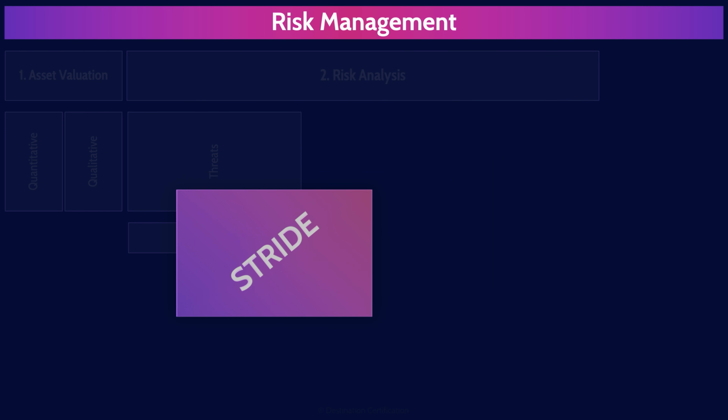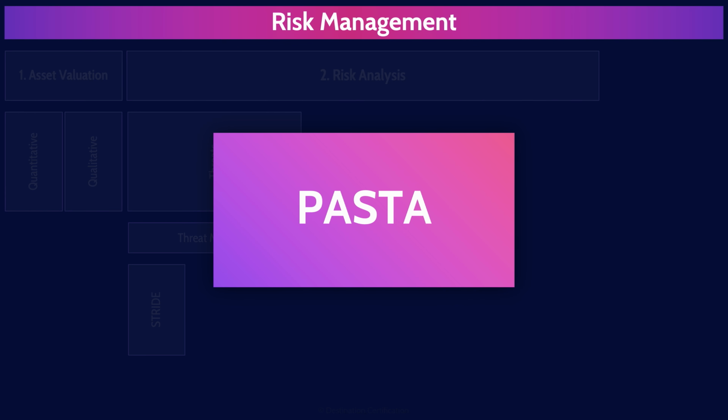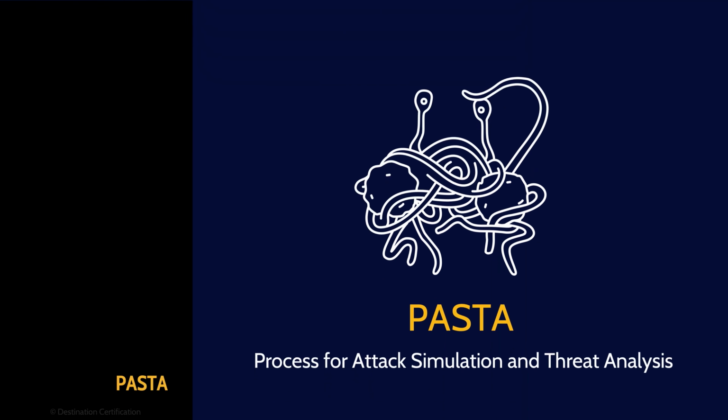PASTA, the process for attack simulation and threat analysis, is the super time-consuming but very in-depth methodology for threat modeling. Essentially, it's a 7-step risk-centric methodology. PASTA provides way more useful results, and it takes into account the business value of assets, compliance issues, and provides a strategic threat analysis. So, STRIDE is the quick and easy way of systematically identifying threats, while PASTA is the very time-consuming methodology that produces way more useful and nuanced results.